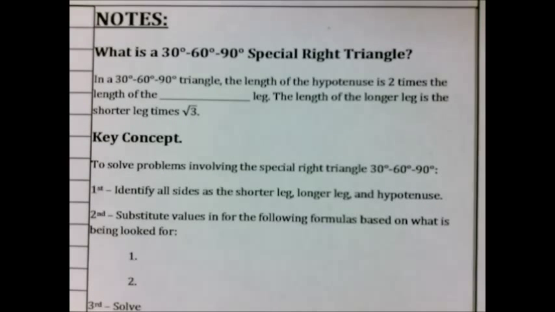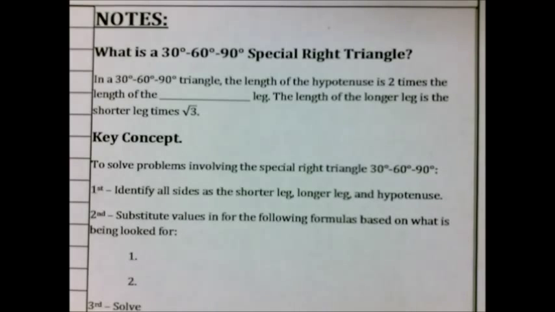In a 30, 60, 90 triangle, the length of the hypotenuse is 2 times the length of the, gotta write this down, shorter leg. Okay, the hypotenuse is 2 times the length of the shorter leg. So in that blank you want to put shorter. The next part says the length of the longer leg is the shorter leg times the square root of 3.